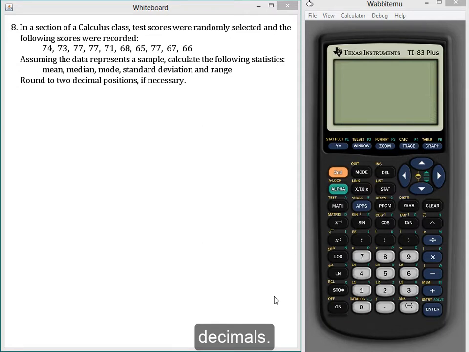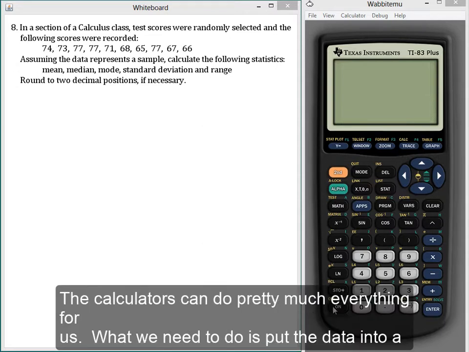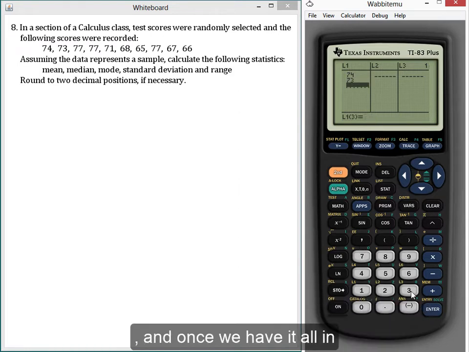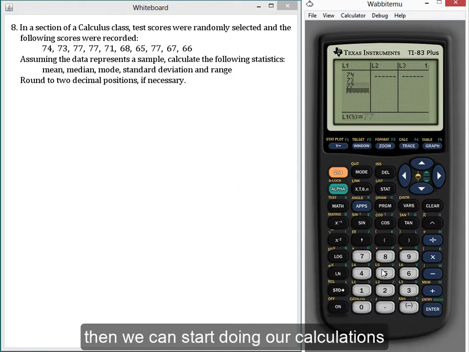Okay, so the calculator is going to do pretty much everything here for us. What we need to do is put the data into a list. Oop, I went to the wrong spot. Stat and edit will get us to the list editor. And now we just start putting our data into a list here. And once we have it all in, then we can start doing our calculations.